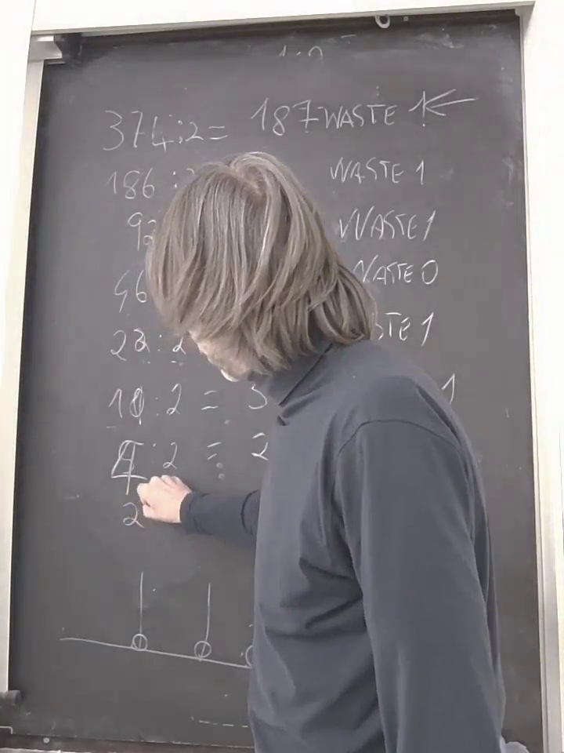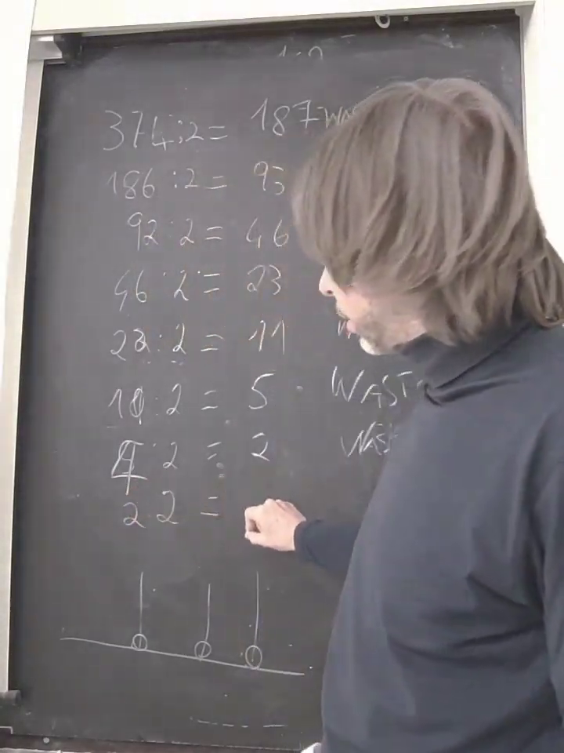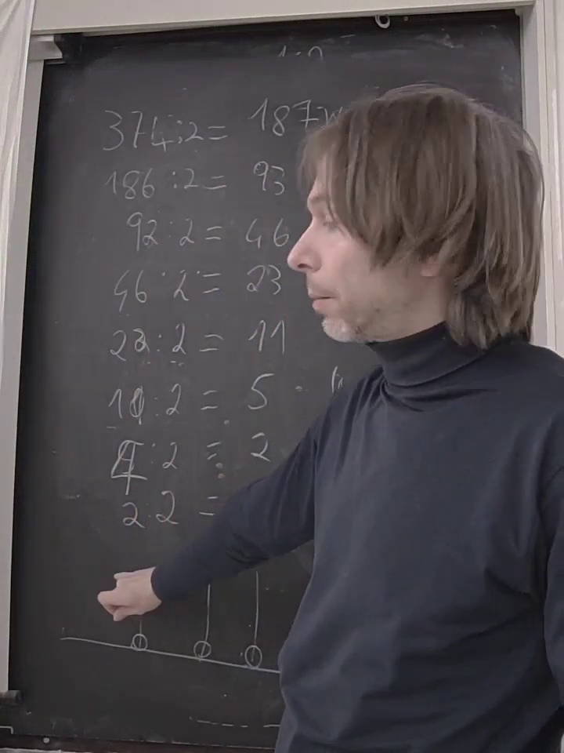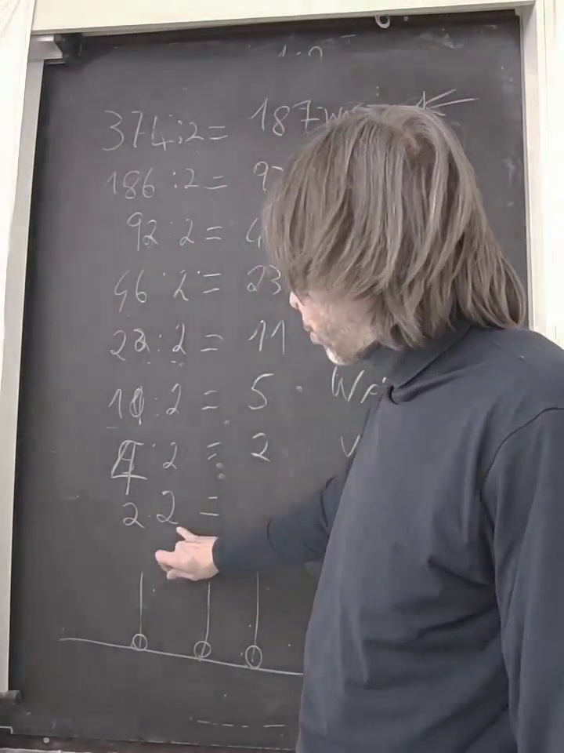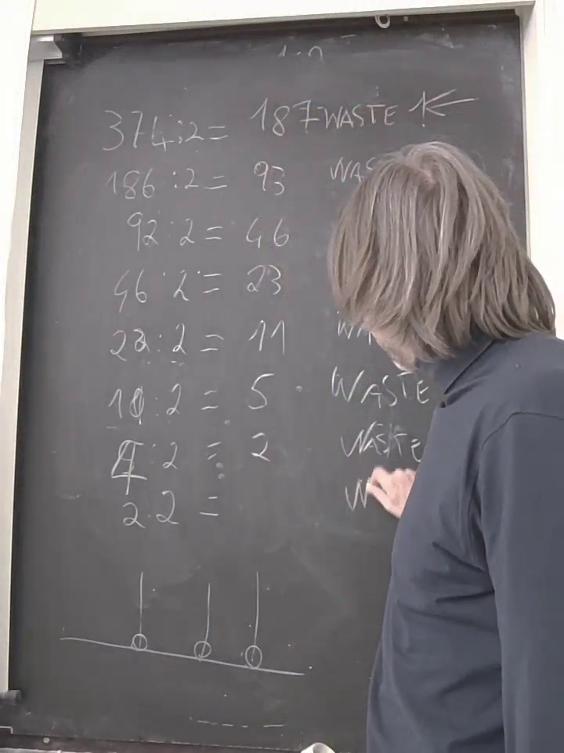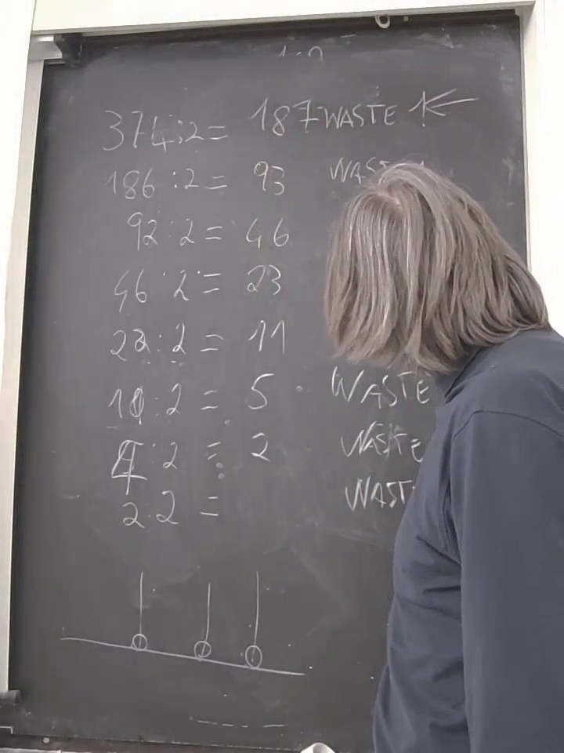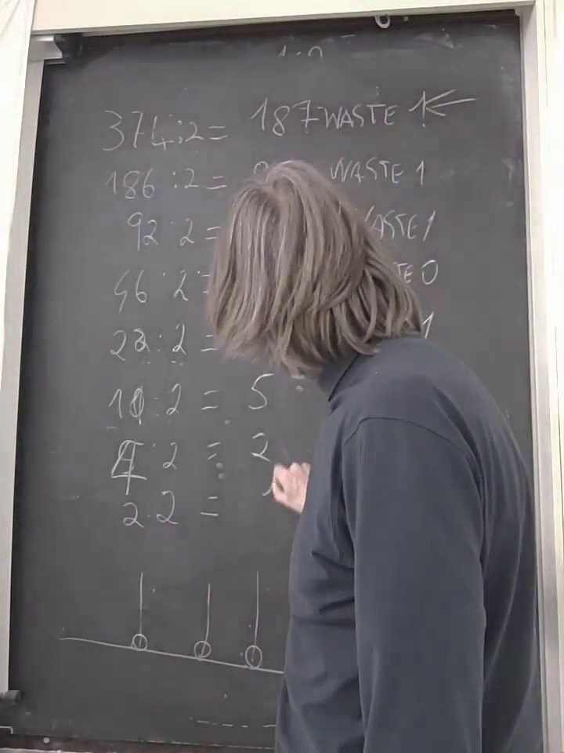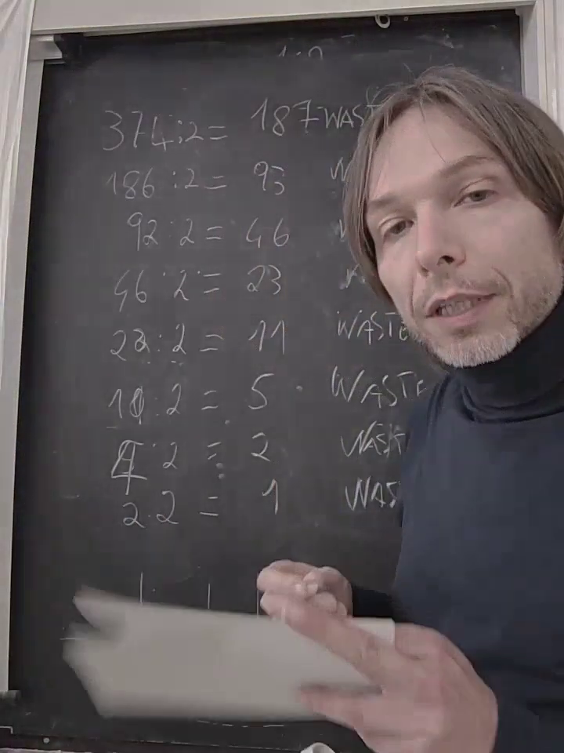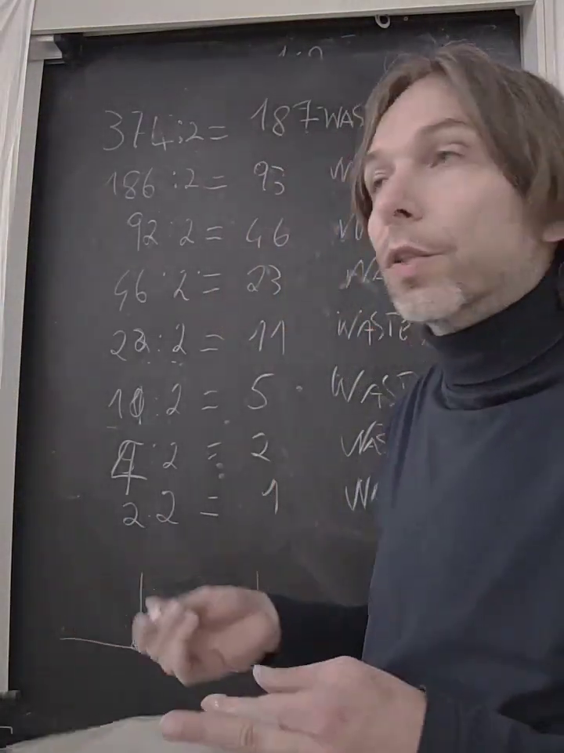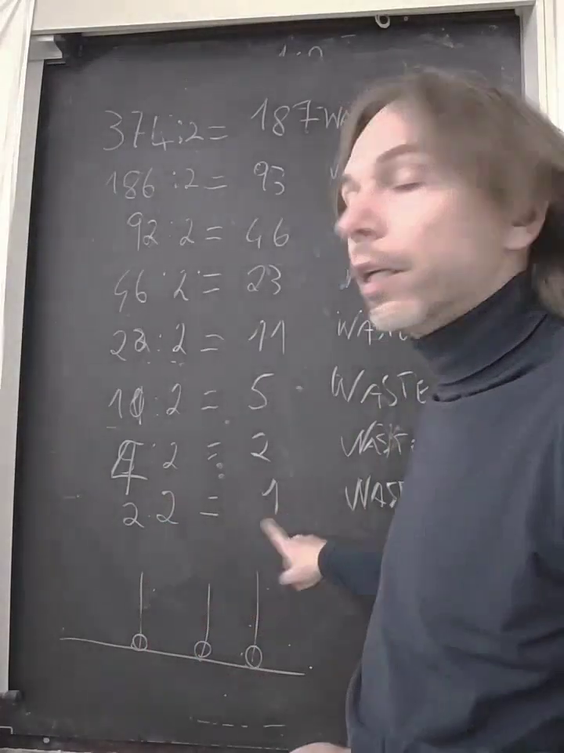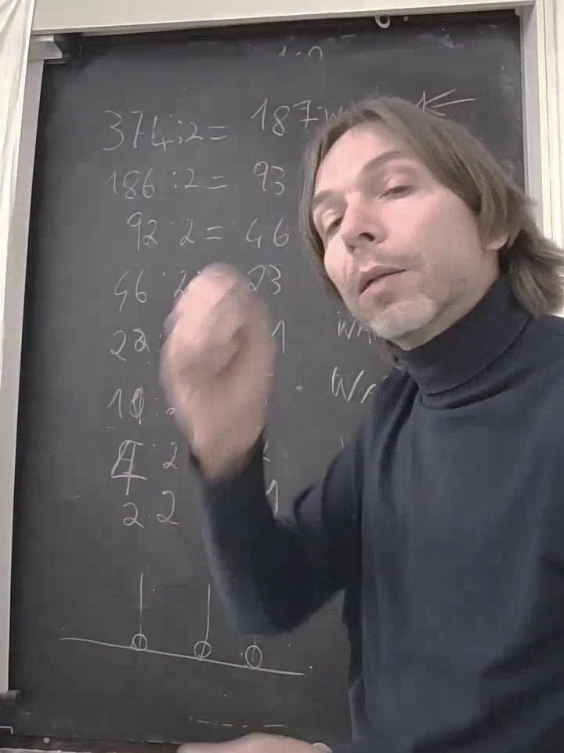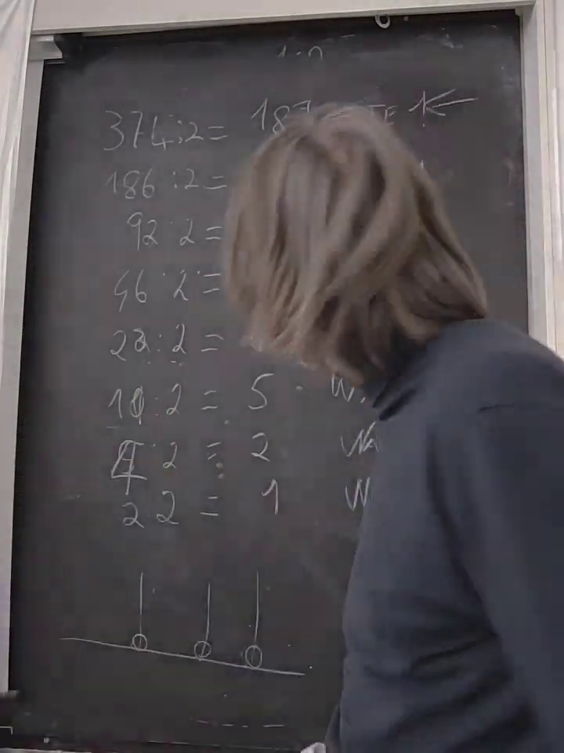Okay, 2 divided by 2 is even, par. So the waste is 0. And 2 divided by 2 is 1. 1 is something that I can spread because it is something. Okay, it's very little. It's just 1. But I can spread it, like a little piece of butter to put on the bread.